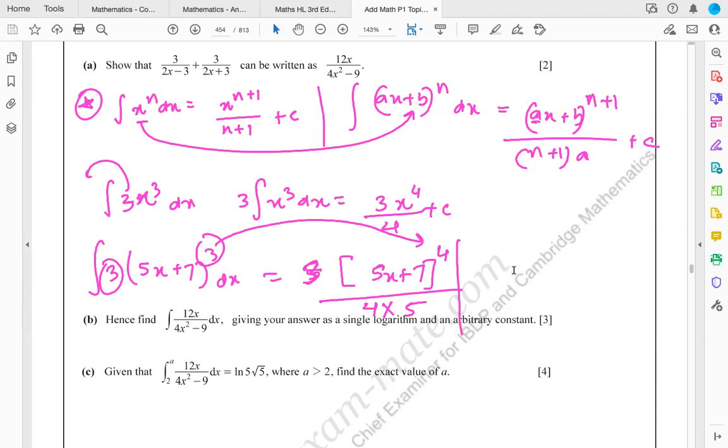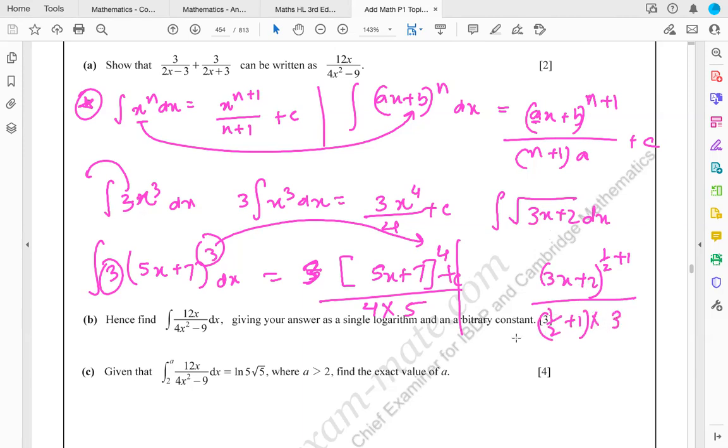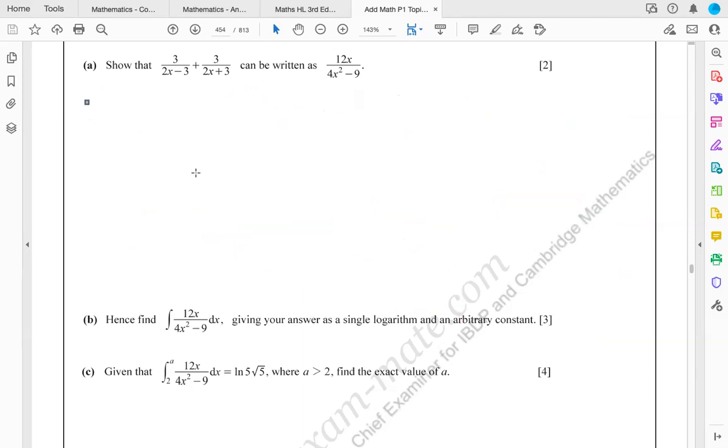Now the next one is, suppose I'm integrating the square root of 3x plus 2 dx. When you're integrating this part, you'll do 3x plus 2 to the power of half plus 1 upon half plus 1, which is 3 by 2, and divide by the coefficient of x, which is 3. So that's how you do these particular integrals. Just make sure that you understand and remember these formulas. We'll take down some more formulas, for other types of functions.